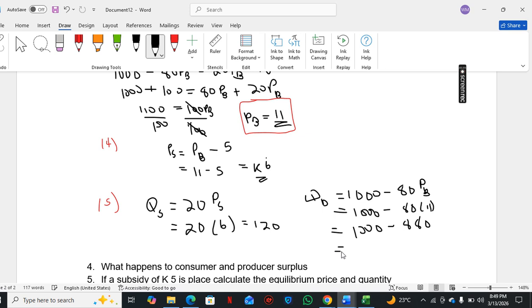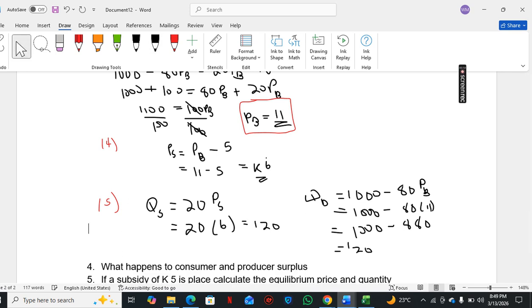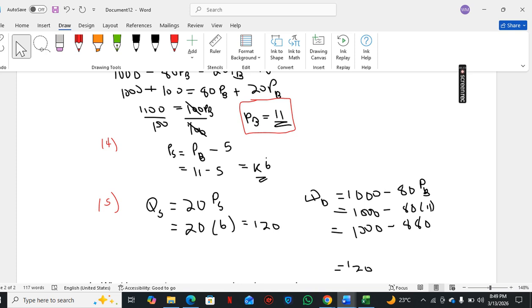In the exam, you just choose either. You don't have to do both. You just choose the one you want to work with. If it's the supply function, you work with the supply function. If it's the demand function, you work with that. Both will give you the same answer. Are there any questions?